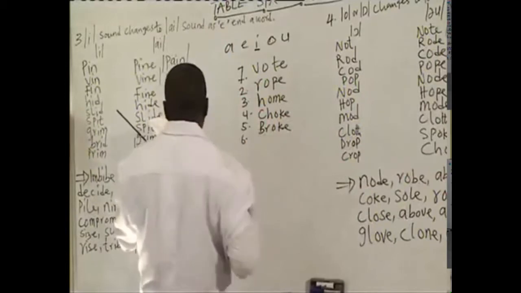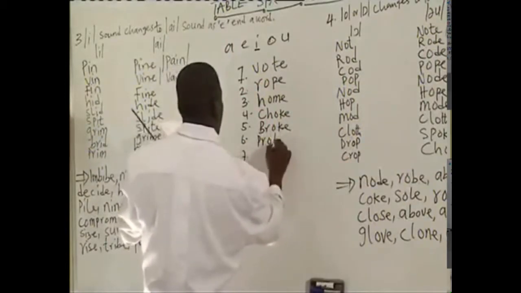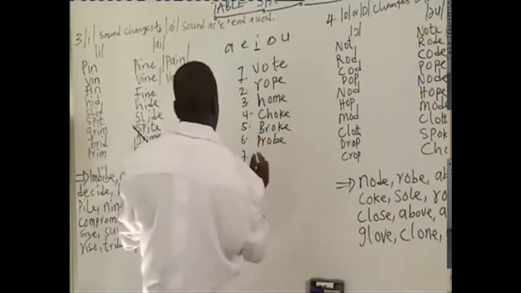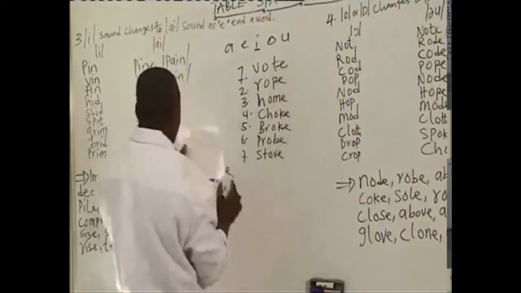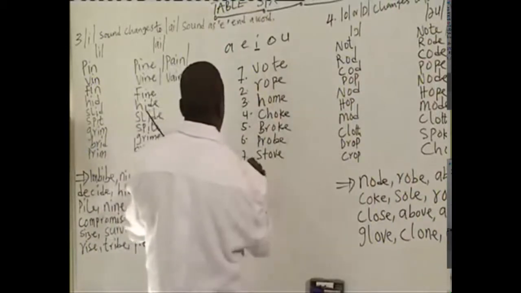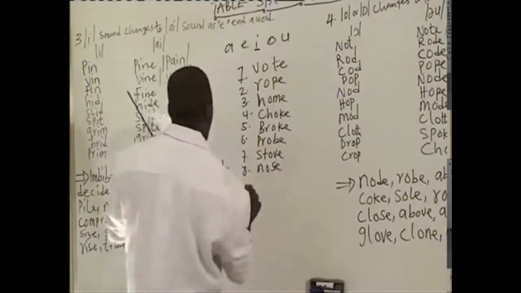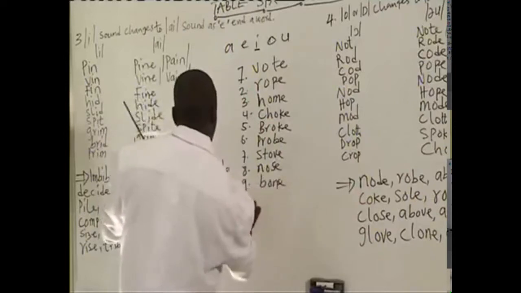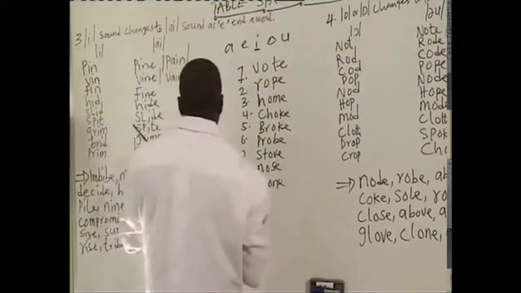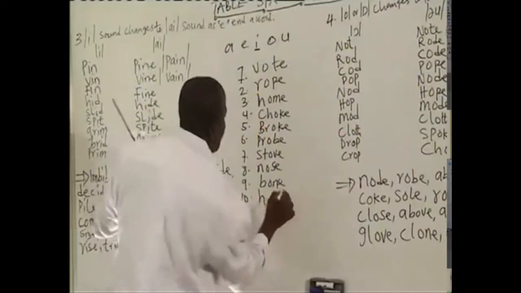Probe. P-R-O-B-E. Then spell stove. S-T-O-V-E. Are you saying the order? Yeah. It's very nice. Spell nose. N-O-S-E. Spell bone. B-O-N-E. And the last one, spell hole. H-O-L-E. That's correct. That's cool.